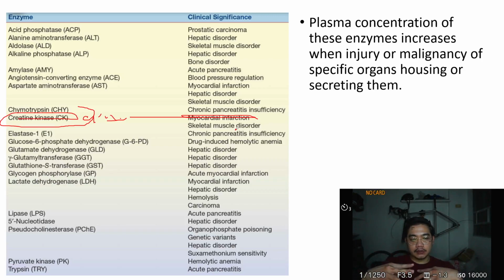Also in malignancy, if someone has cancer, what will happen is the cells will continually undergo mitosis. If there is lots of cellular division, then there is also lots of cellular death. So if there is death, there is release of enzymes. These enzymes are what we call cancer antigens or cancer markers in the context of malignancy. So that's the purpose of these enzymes. I think we will talk about this more in clinical chemistry.